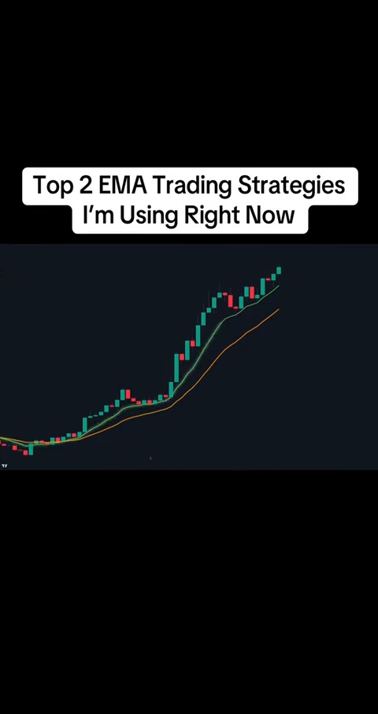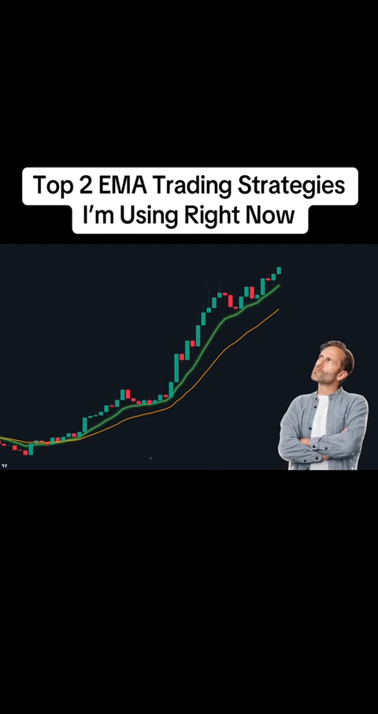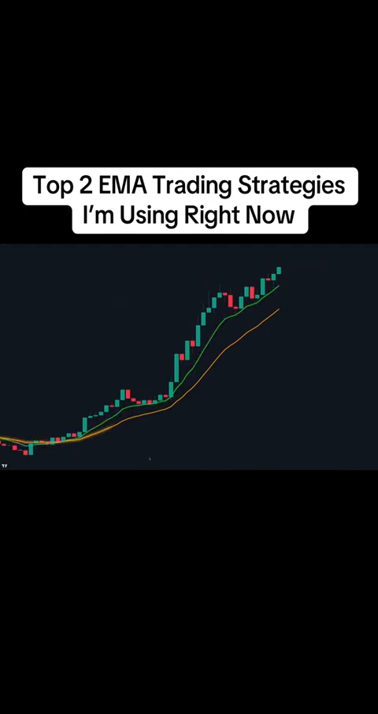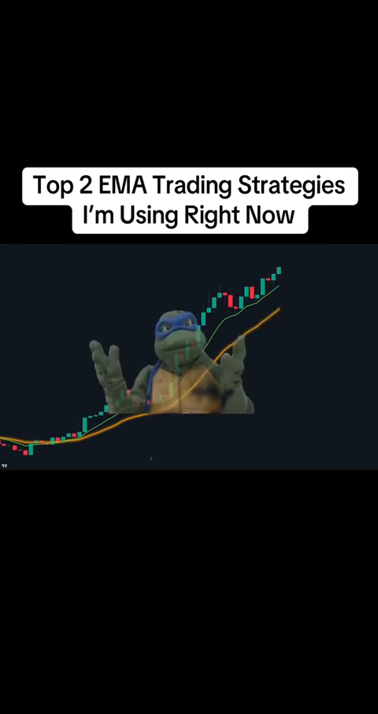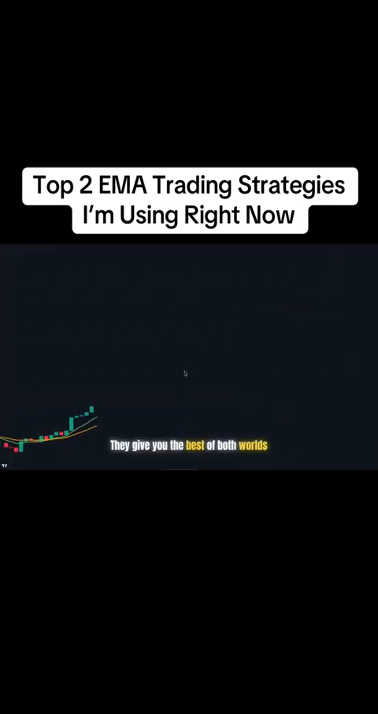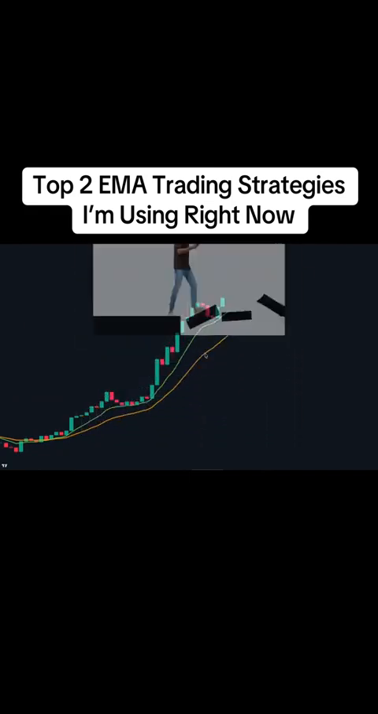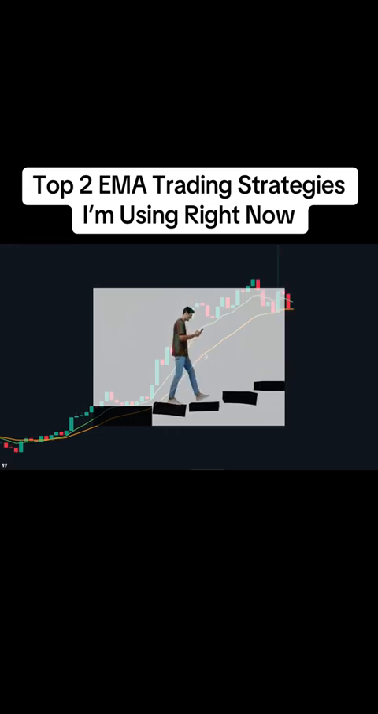The 9 EMA represents short-term momentum. It's fast. It reacts quickly to price changes. It tells you what's happening right now. The 20 EMA represents short-term trend direction. It's slower, more stable. It keeps you aligned with the bigger picture without being too far removed from current price action. Together, they give you the best of both worlds. You're fast enough to catch real momentum, but slow enough to avoid getting chopped up in noise.